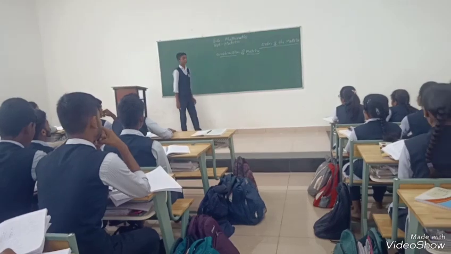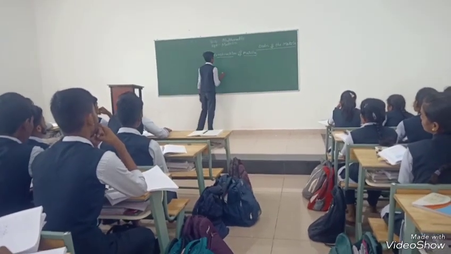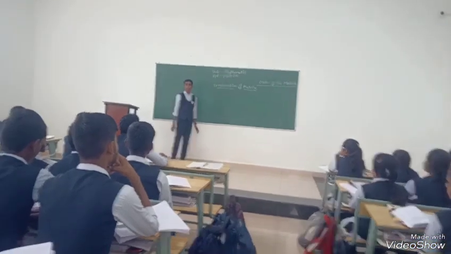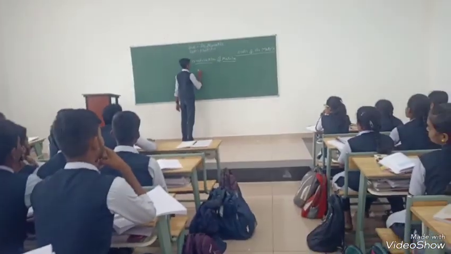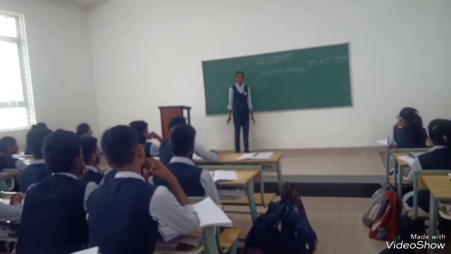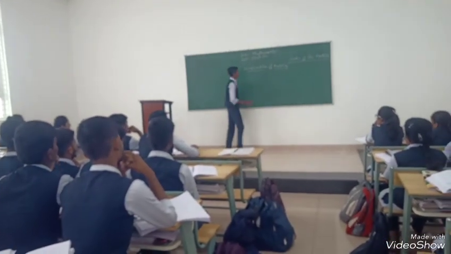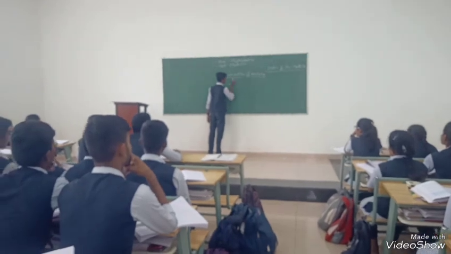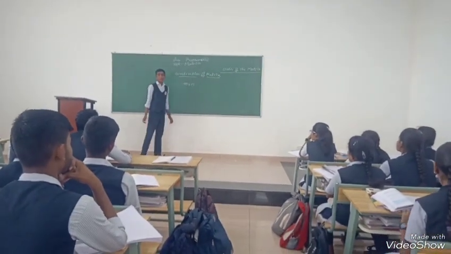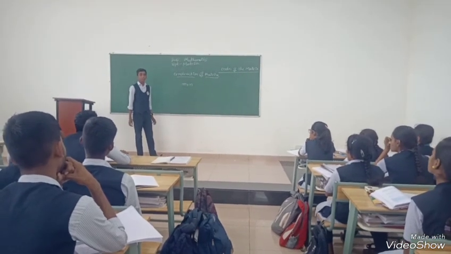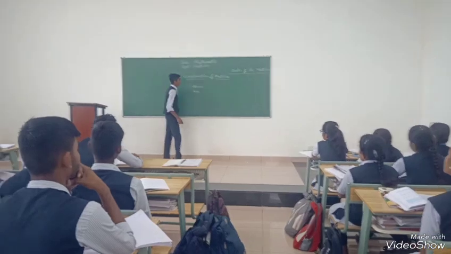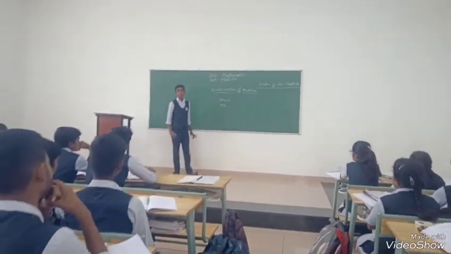Construction of a matrix. The number of elements of the matrix is calculated as follows. If the matrix contains m rows and n columns, then it is represented as order m into n. Then how do we calculate the number of elements present in this matrix? m n, that means number of rows into number of columns.